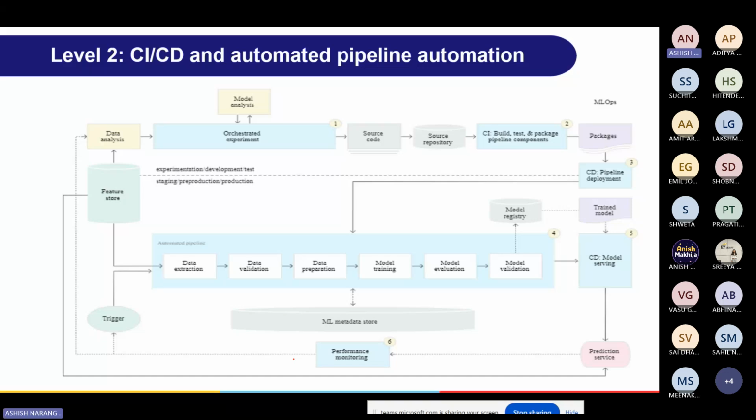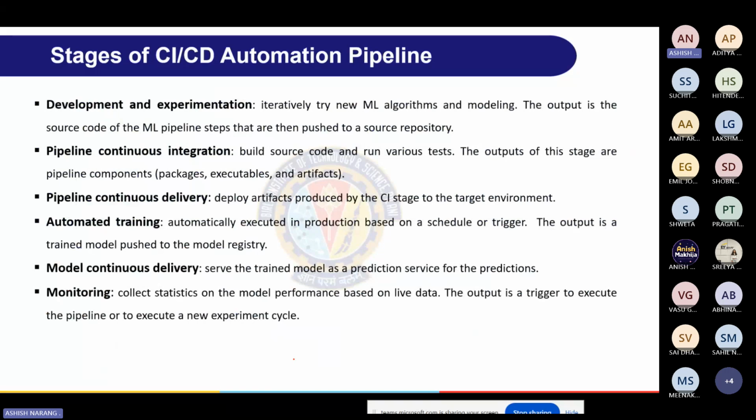So that rapid experimentation, that is what it facilitates. And of course, building a pipeline system will automatically build it, test it, and deploy it, right? There's no heavy manual effort involved, and this speeds up the deployment and training process as such. These are the stages: development and experimentation. Iteratively try new ML algorithms and modeling.